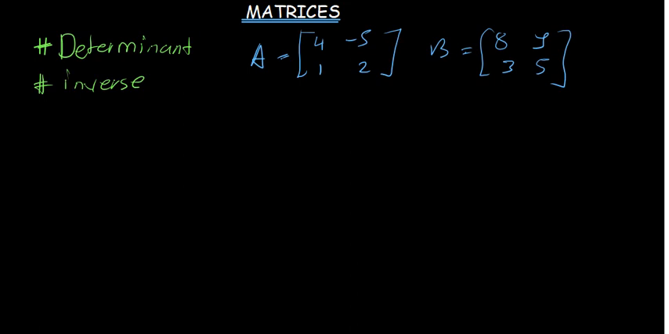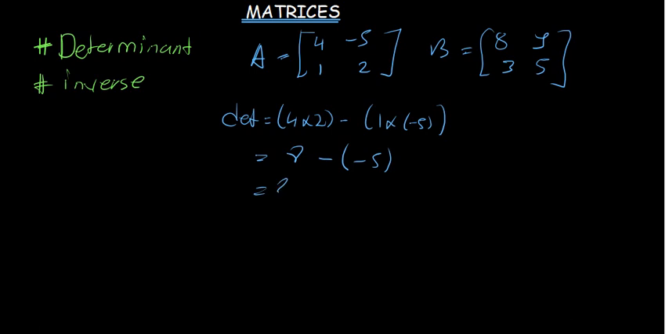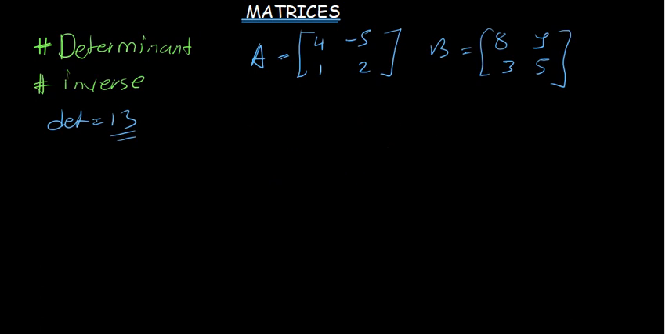So for me to find the value of Y, I have to find the determinant of A, because the determinant of A is also the determinant of B. So for this, we are saying determinant of A is equal to 4 multiplied by 2 minus 1 multiplied by -5. So this is 8 minus -5. That would be 8 plus 5, giving us 13. So that's the determinant of A. We are saying det is equal to positive 13. Now we are going to use the same determinant to find the value of Y there.